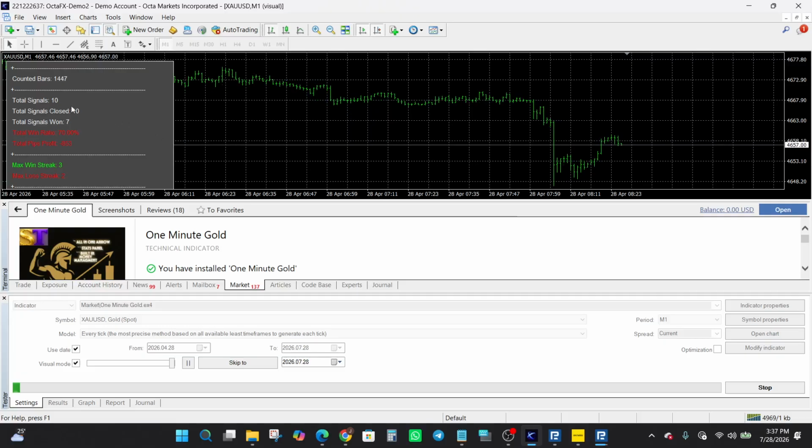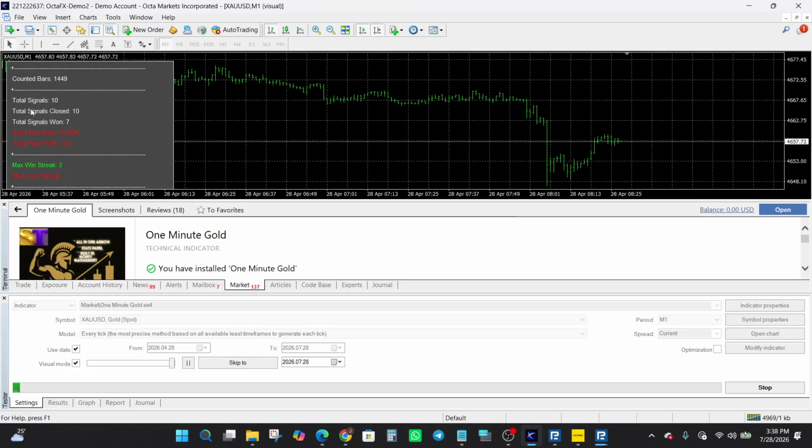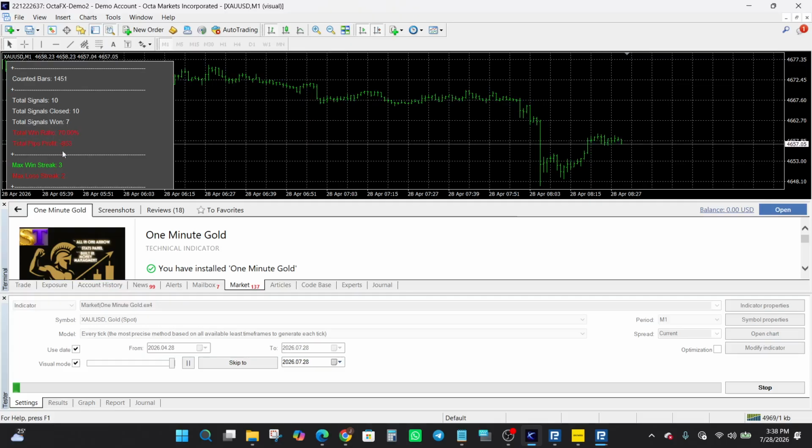Okay, so we can see this dashboard here, showing the counted bars, the total signals closed, the total signals won, the total win ratio, the total pips profit. Then we can also see here showing the max win streak and the max loss streak as well. Okay, so this is an indicator and not an expert advisor. So this information here is probably based on signals and not on executed trades.